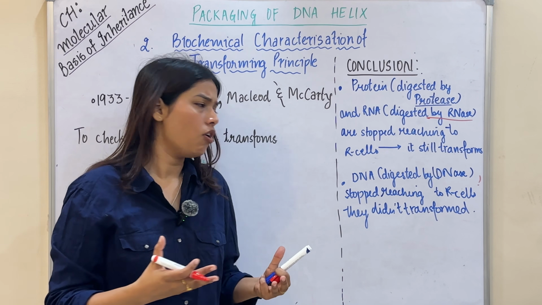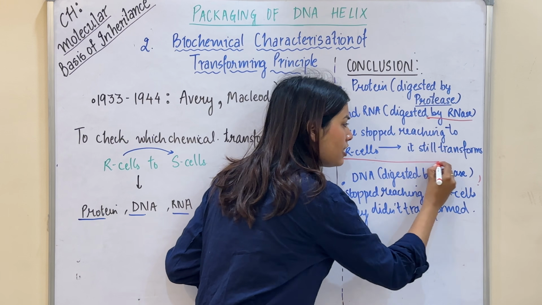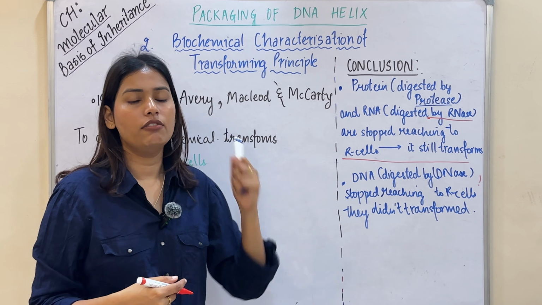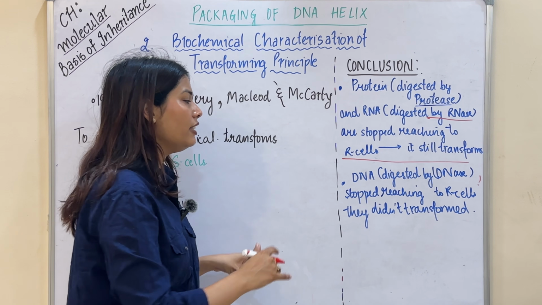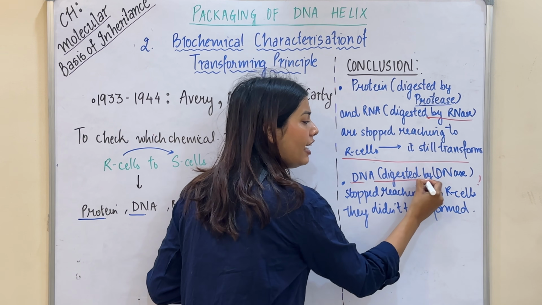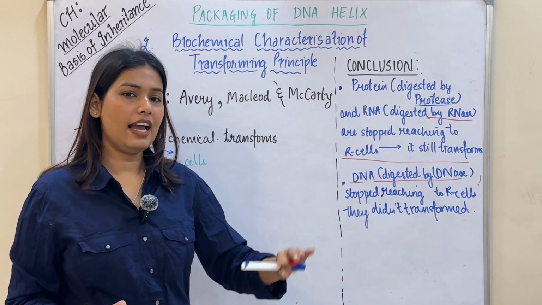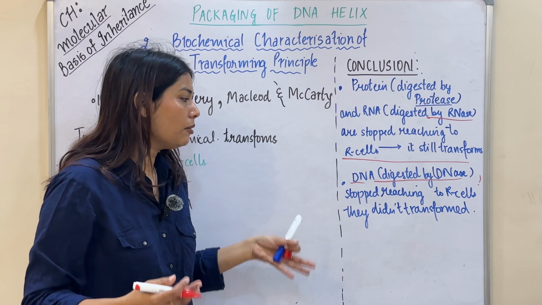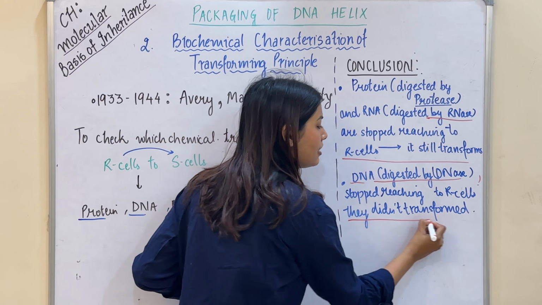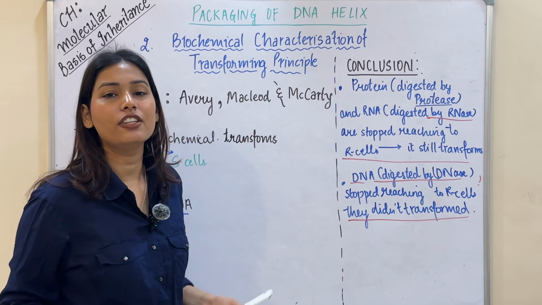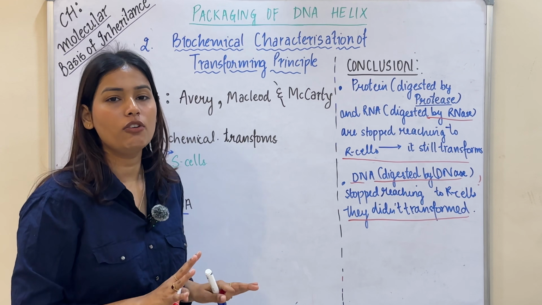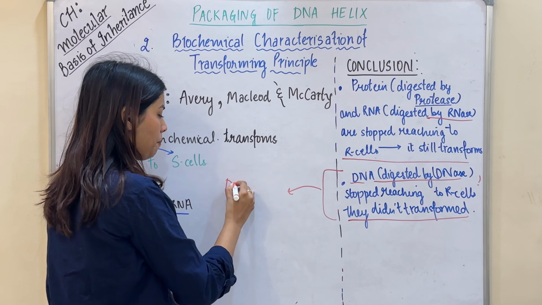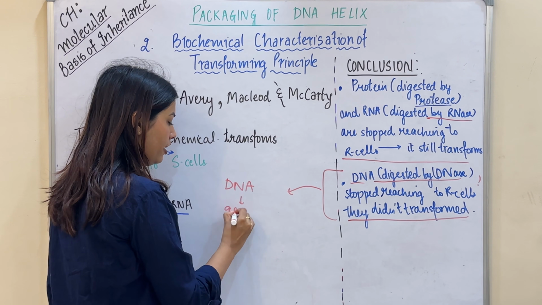And they stopped the supply of protein and RNA in the R cells by doing this. Later on, they saw that the R cells still transformed into S cells and became a virulent strain. Whereas when DNA was digested by DNase enzyme, it stopped the DNA from reaching the R cells. And surprisingly, the R strain of bacterium didn't transform, and it remained non-virulent. So from this, they concluded that yes, the DNA is the genetic material.